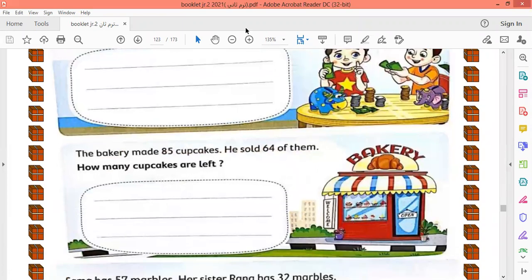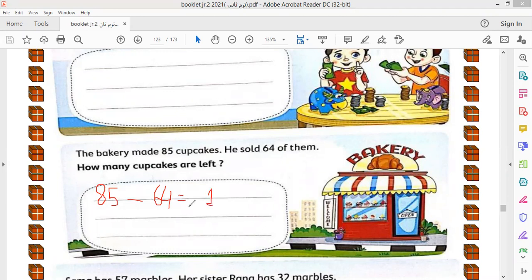The bakery made 85 cupcakes and he sold 64 of them. How many cupcakes are left? Okay, so we subtract. Start with the greatest number, which is 85 minus 64 equals what? We start with ones. 5 minus 4 equals 1, and 8 minus 6 equals 2. 21 cupcakes.